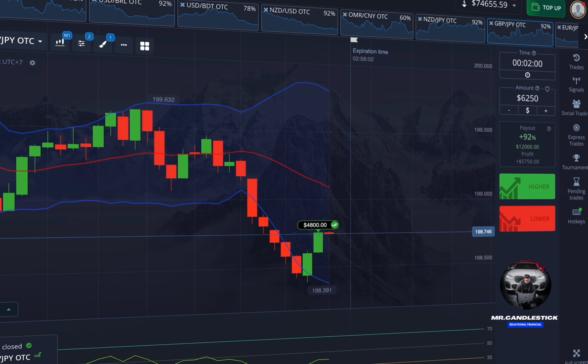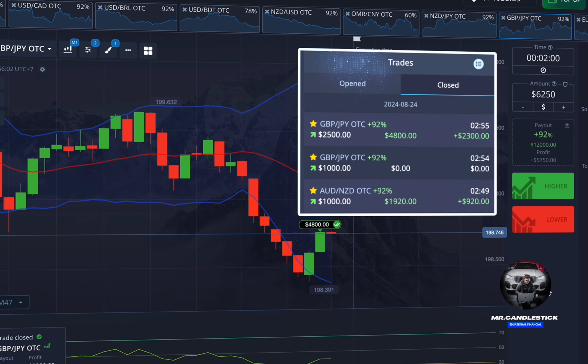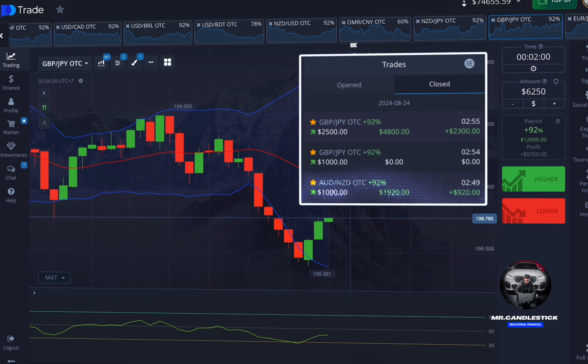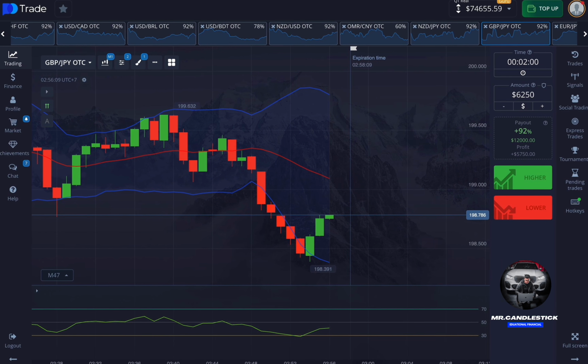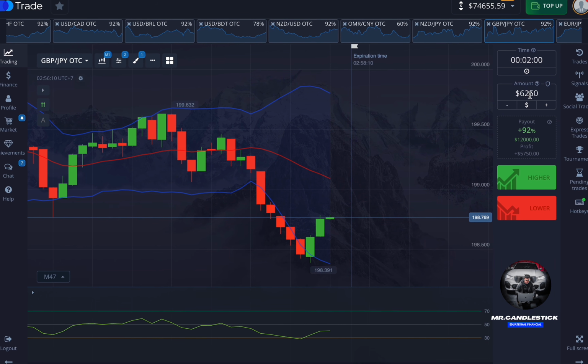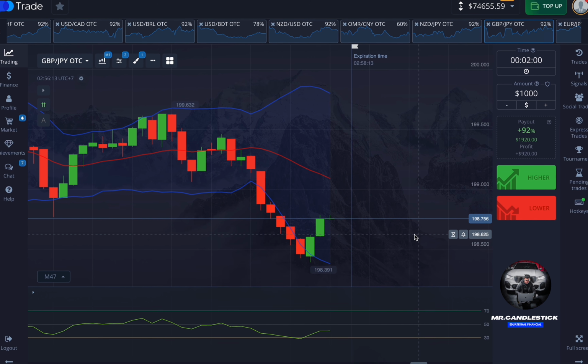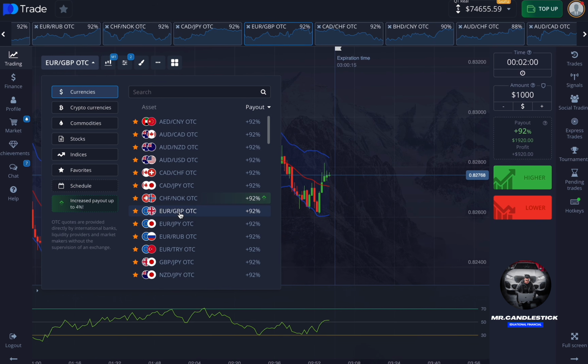Great! My Martingale level 1 made a profit, so my losses have been covered. This is how the Martingale strategy works. You will never lose because your losses will be recovered. Don't forget to return to your initial investment if you've made a profit. Okay, let's look for another moment.